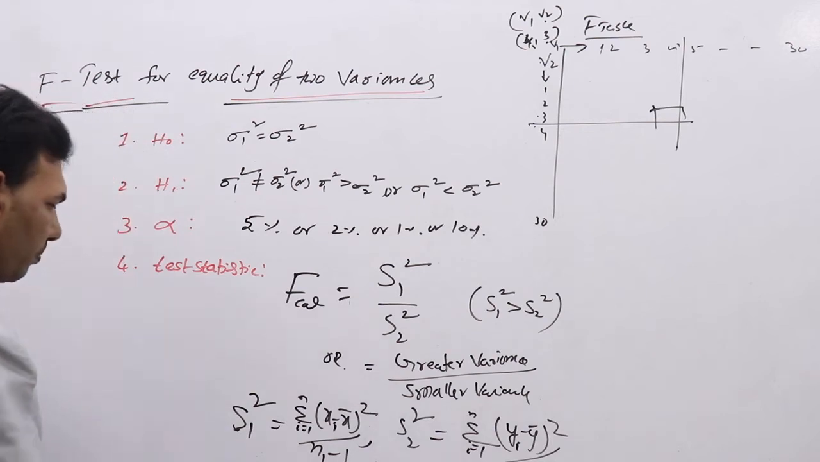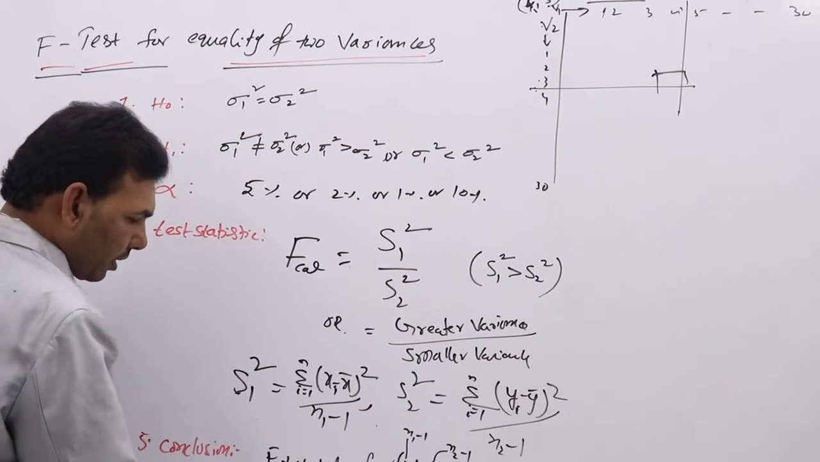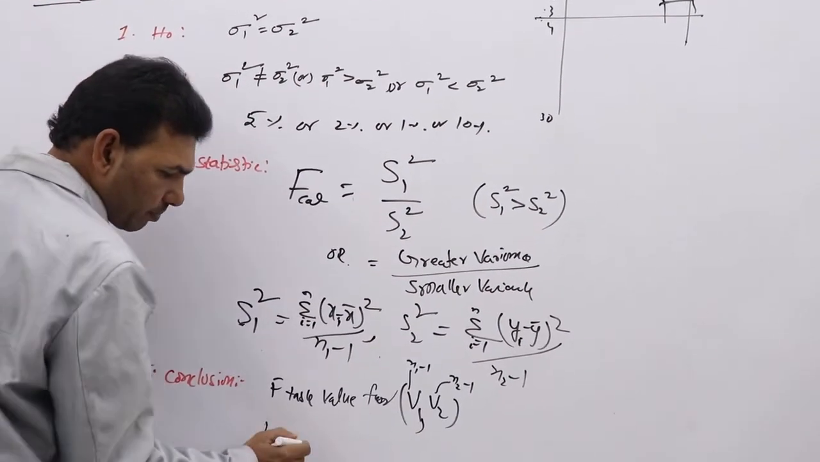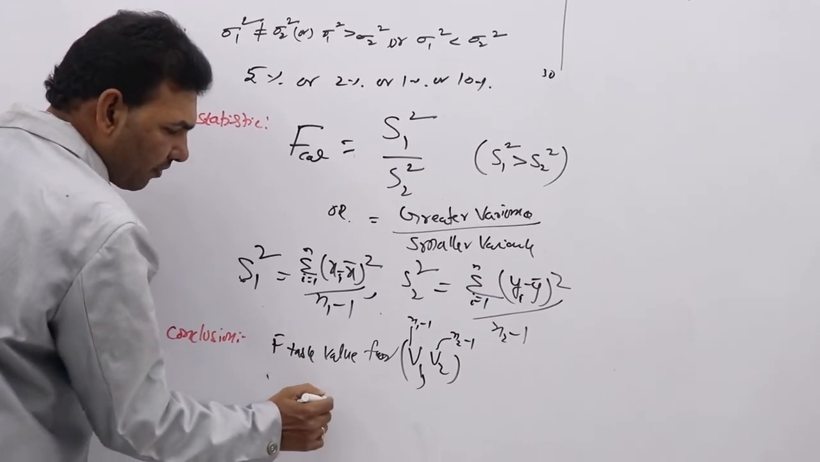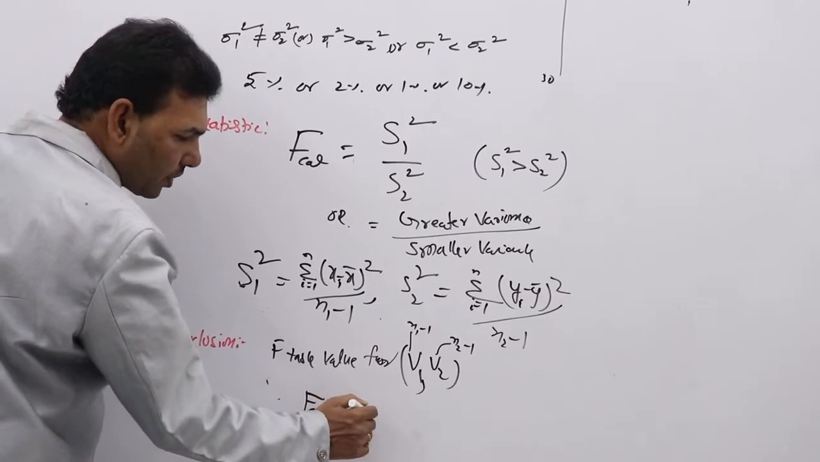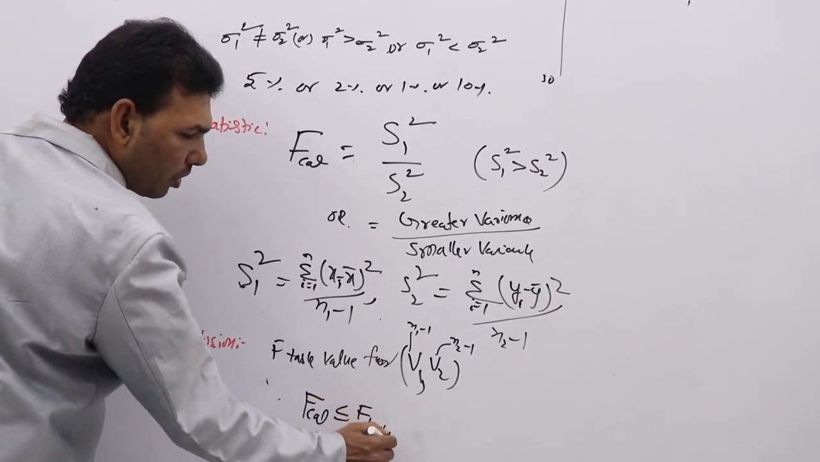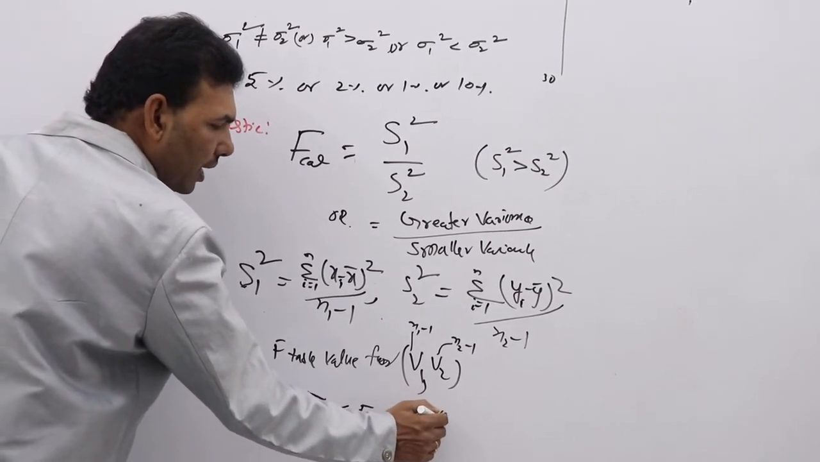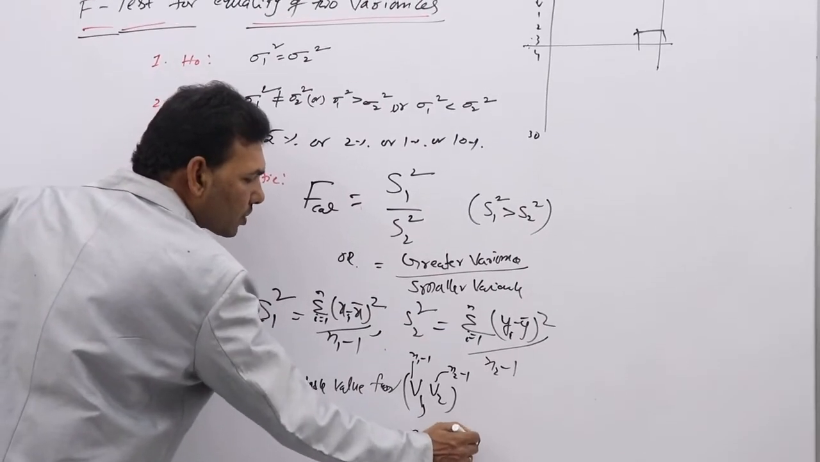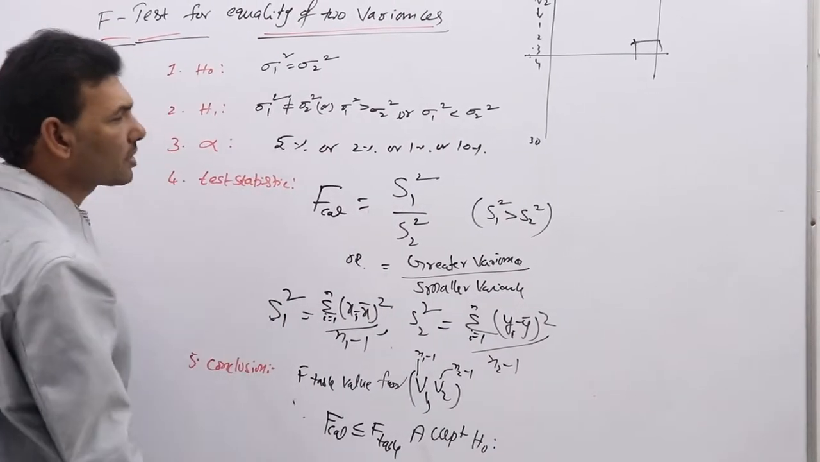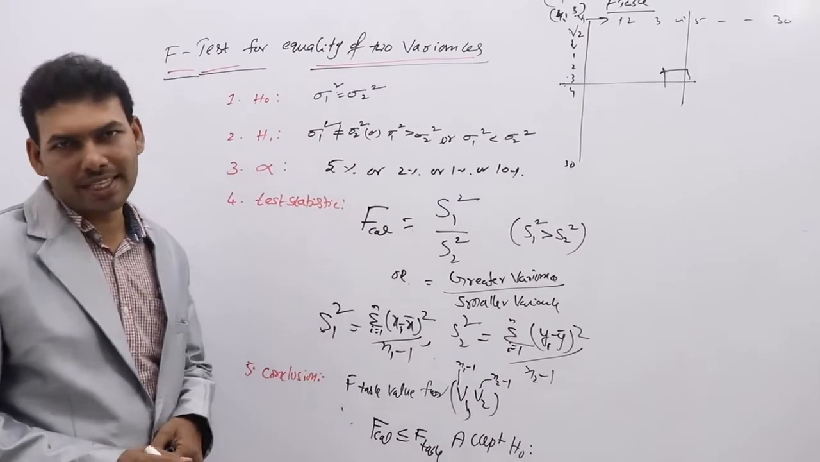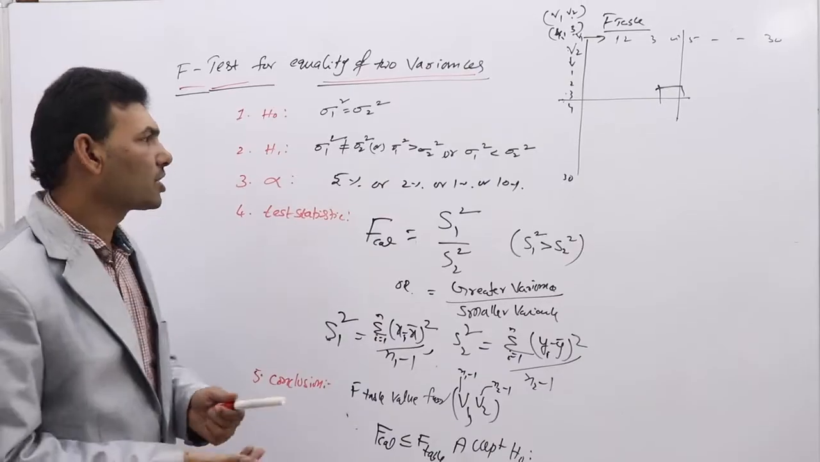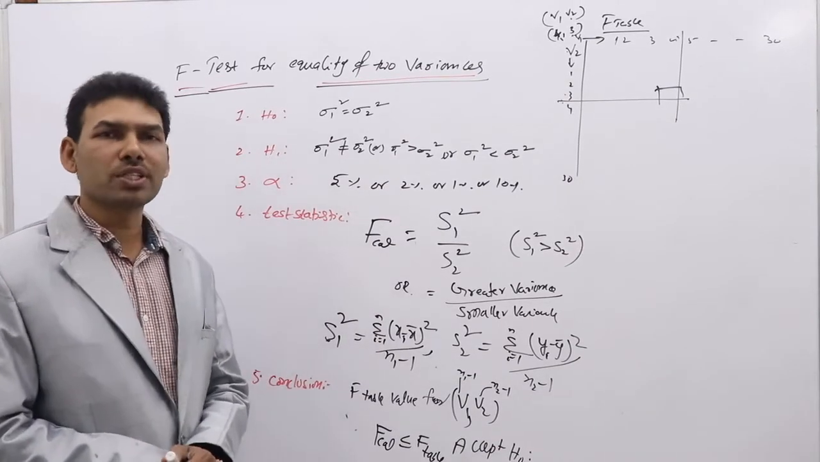Now compare F table and F calculated. If F calculated is less than or equal to F table then accept H naught. Otherwise reject H naught. To test the difference of variance.